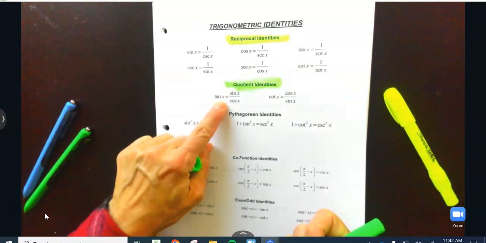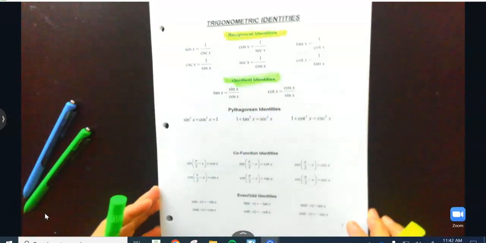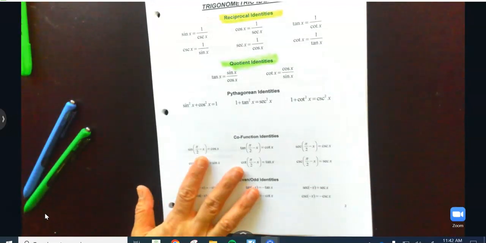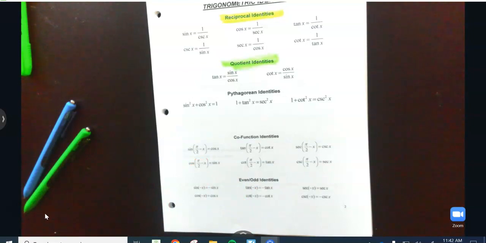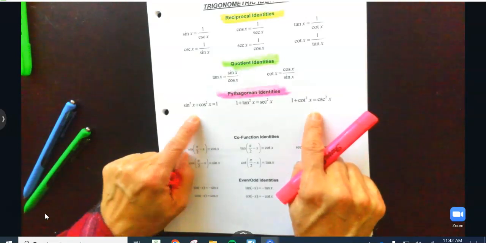You know that tangent is y over x or sine over cosine. You know cotangent is the reciprocal, so it would be cosine divided by sine. Now the rest of them are new for you, so let's make sure we do pay attention to this. The Pythagorean identities, you will have to memorize these, so please get very comfortable looking at these.